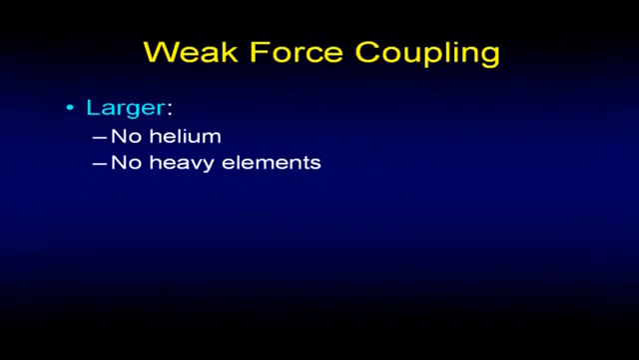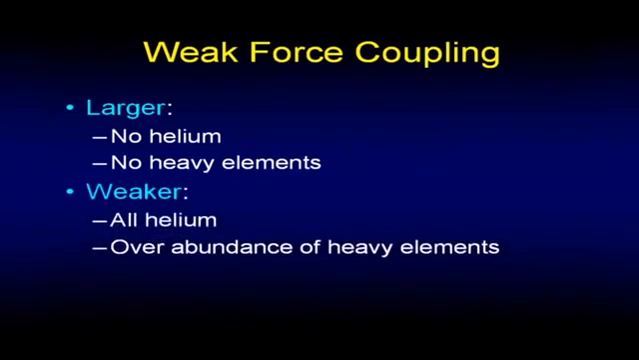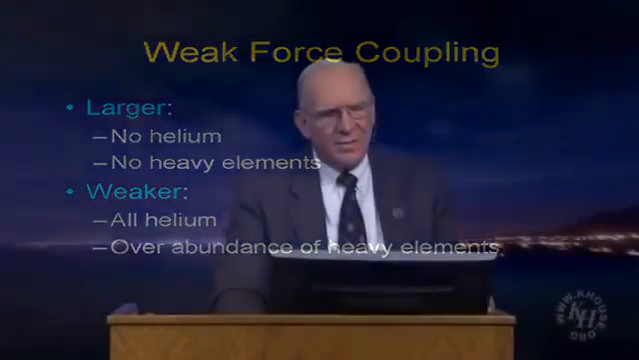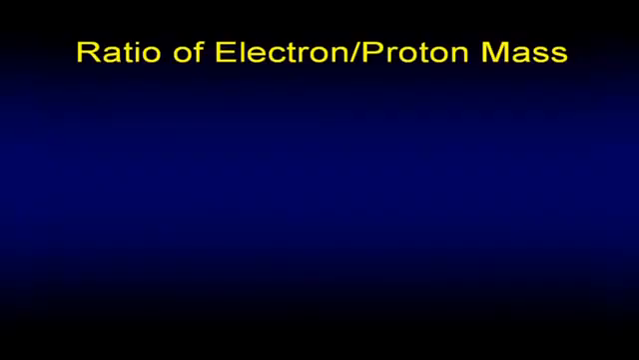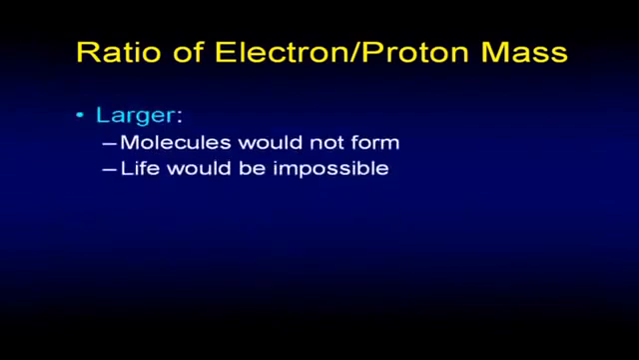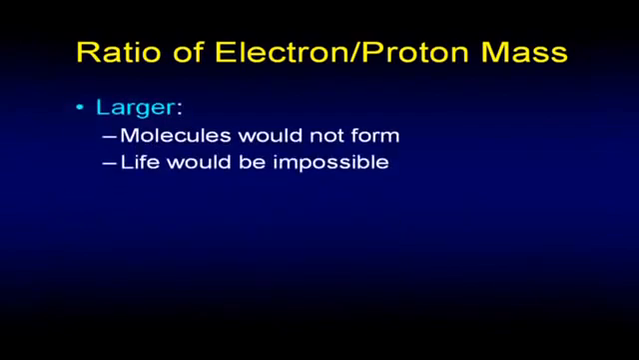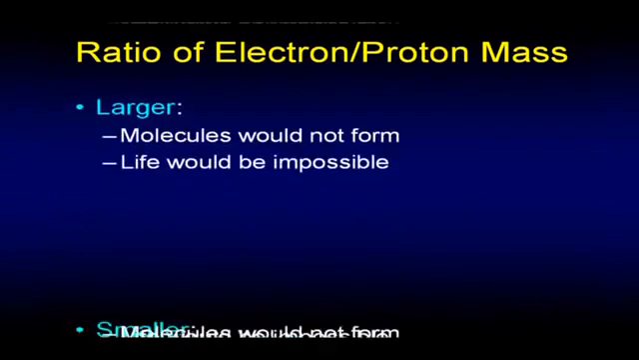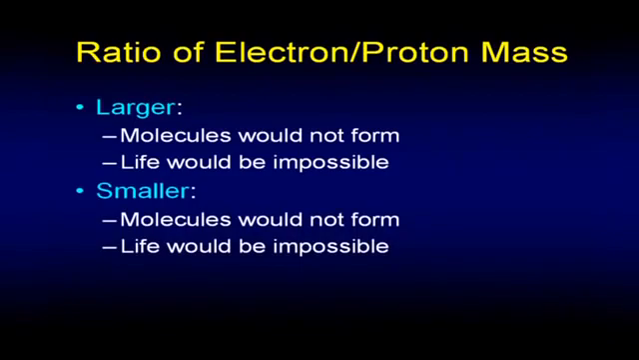The weak force coupling. If it was larger, there'd be no helium and no heavy elements. If it was weaker, it would all be helium and overabundance of heavy elements. See, these things happen to be just the right relationships. The ratio of electron to proton mass. If it was larger, molecules would not form and life would be impossible. If it was smaller, molecules would not form and life would be impossible. It's exactly the ratio that makes life possible.